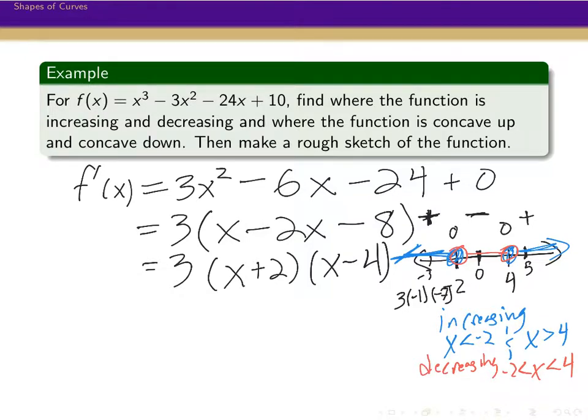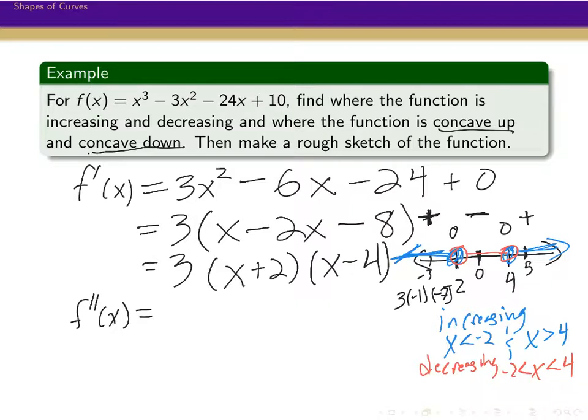And then we need to do the concavity, concave up and concave down. So we need to take another derivative. So we need f double prime. So we're just going to take the derivative of f prime, probably the first line before we factored it.